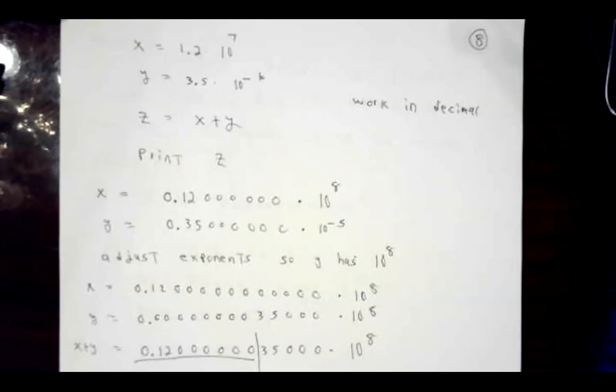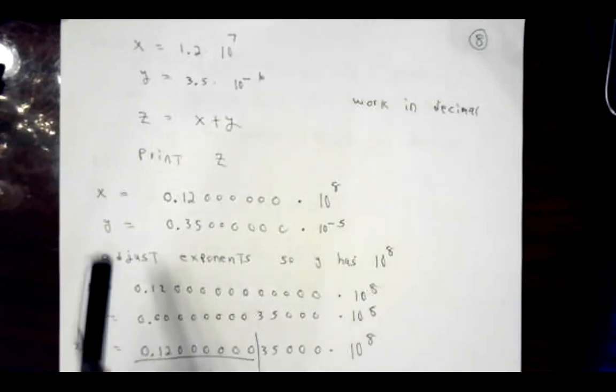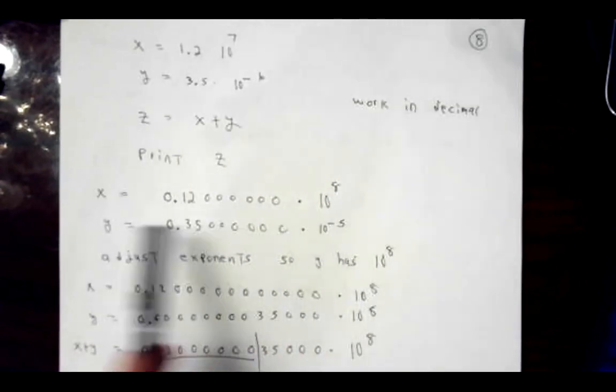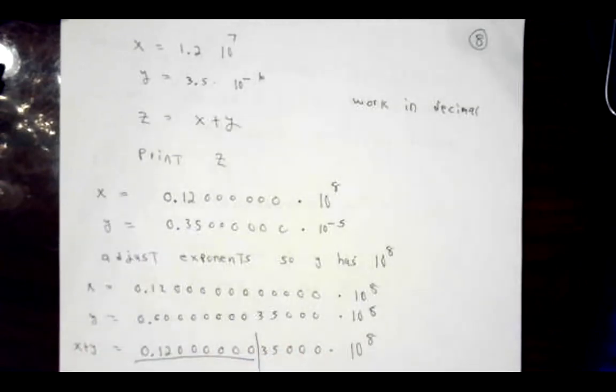z should be bigger than x, strictly bigger than x, but there's a problem. I'm going to emulate the 32-bit behavior by using decimal arithmetic with 8 decimal places. So if I write x in the kind of format we were talking about before, it'll be 0.12 and then 6 zeros times 10 to the 8th power. y is going to be 0.35 and a bunch of zeros times 10 to the negative 5 power.